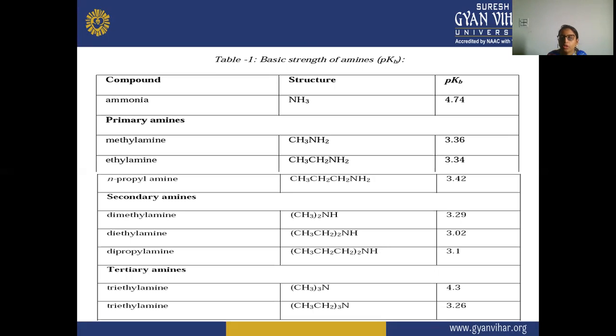has the pKb value 3.29, diethylamine, (CH3CH2)2NH, has 3.02, and dipropylamine has a pKb equal to 3.1. And in the case of tertiary amines, where nitrogen is attached to three alkyl groups, trimethylamine has the pKb value 4.3, and triethylamine has a pKb value of 3.26. So this is the basic strength of the amines.